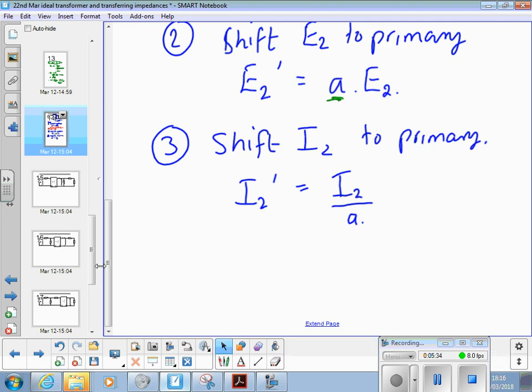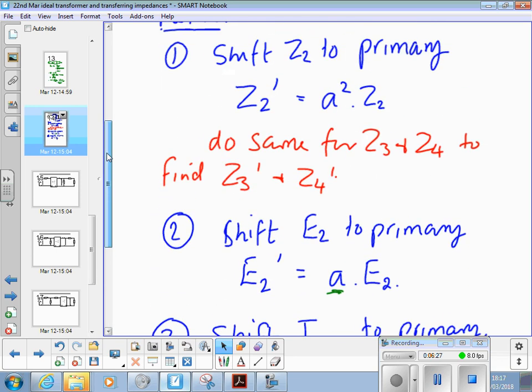Does that ring true, that voltage? If we have a step-down transformer, where the number of turns on the primary N1 is bigger than on the secondary, A is going to be a number greater than one, and so when we transfer that secondary voltage to the primary, that's going to be a bigger voltage. If A is 5, that's going to be 5 times bigger on the primary than it is on the secondary. Vice versa, if we're doing a step-up transformer where there's more turns on the secondary, A will be a number less than 1, and when we transfer the voltage across, that will get smaller. The converse is true of the current. And any impedances we need to transfer, we multiply by the square of the transformer ratio. Alright?